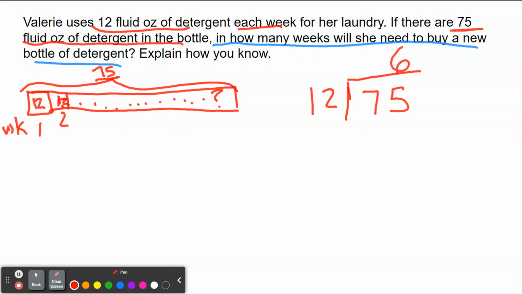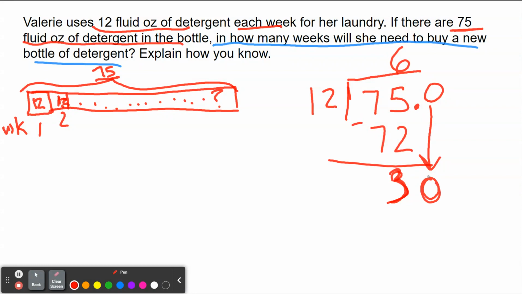So if I know 12 times 5 is 60, plus 12 is 72. So now how much do we have left over? So we have 3 fluid ounces left over. Okay. Now we can actually break this down and try to see how many decimals we have. So let's go into our tenths and see how many we can go through.